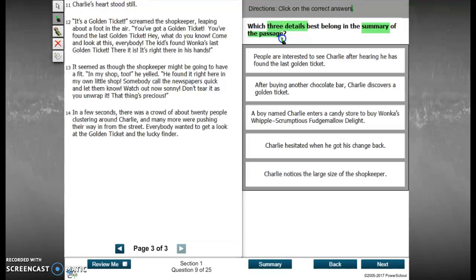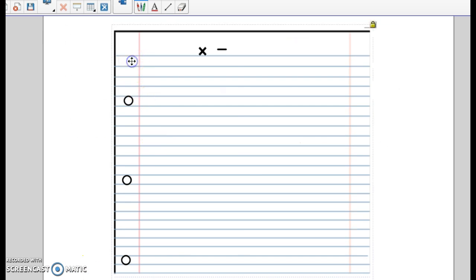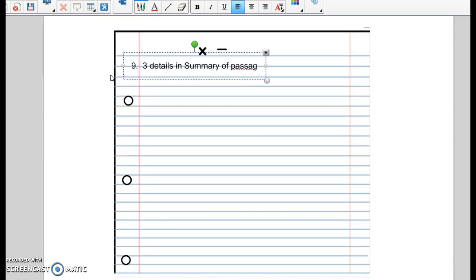Whenever it's a summary, you want to look and see what are we summarizing. The passage means it's the whole story. So this is going to be a lot easier for you on your loose leaf. I see we have 1, 2, 3, 4, 5 choices. So this is going to take me a while here. So number 9. So 3 details in a summary of the passage, which means it's the whole story.